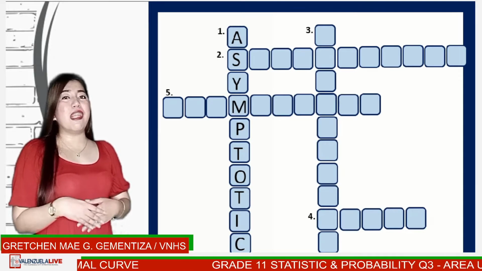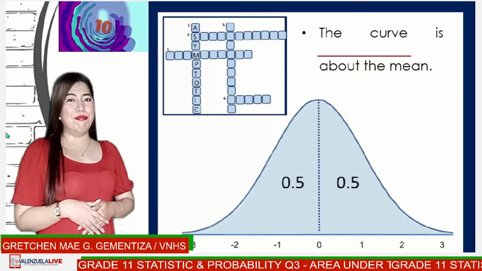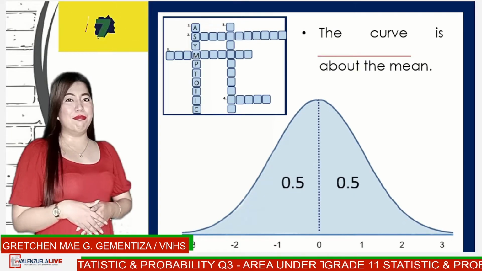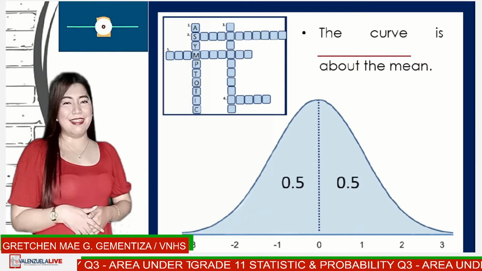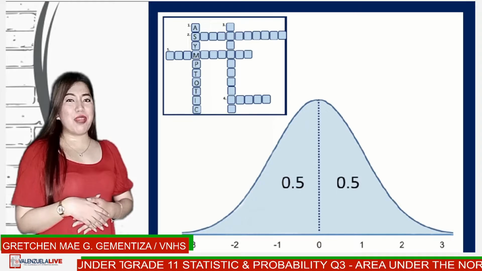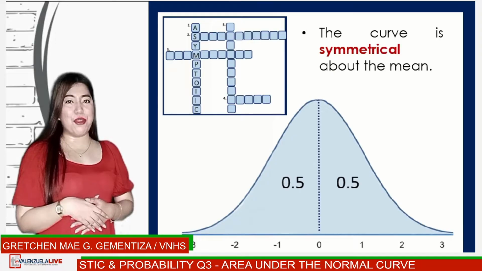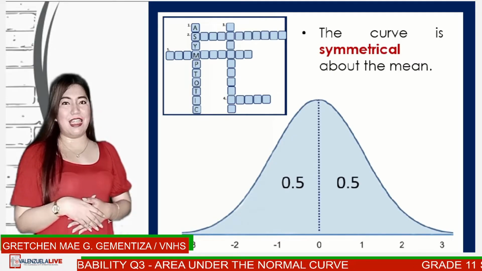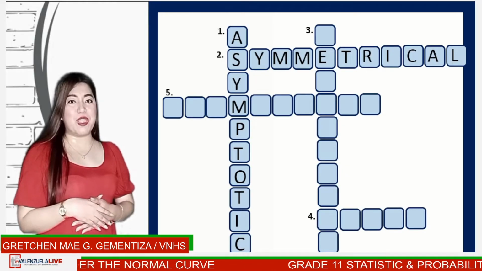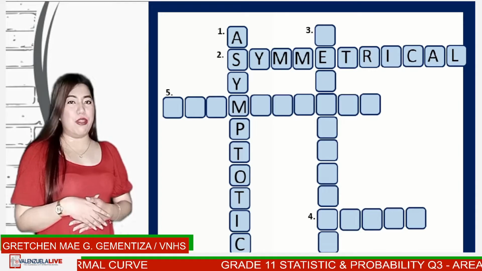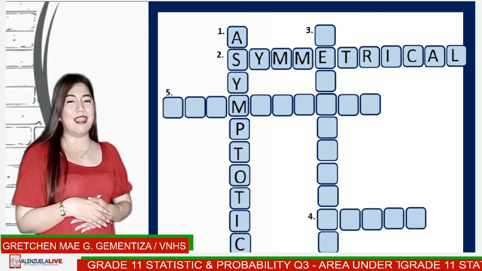Picture number 2 is an 11-letter word. Your timer starts now. The word is symmetrical. The curve is symmetrical about the mean. The right side of the center is a mirror image of the left side. Thus, if the total area of the curve is 1 or 100%, then both the left and right side have an area of 0.50 or 50%.